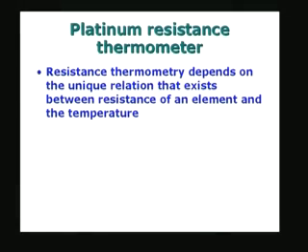So, the basic idea of resistance thermometry goes back to what we said several lectures ago. The idea is to see if there is a definite relationship between the temperature and the property of the resistance thermometer, which is the electrical resistance. If there is a definite one-to-one relationship between temperature and the resistance, it can be used as a thermometric property, and the resistance thermometer can be used as an instrument to measure the temperature. So, resistance thermometry depends on the unique relation that exists between resistance of an element and the temperature.